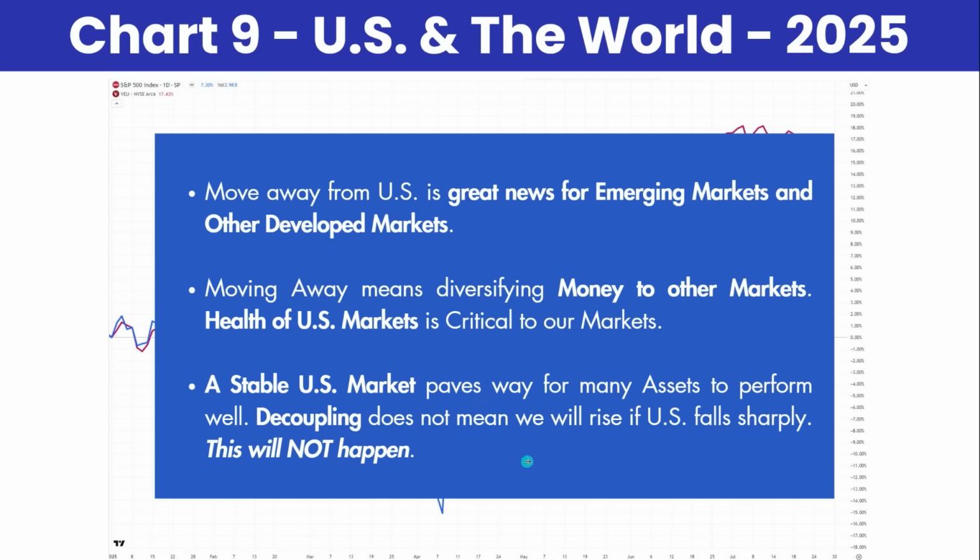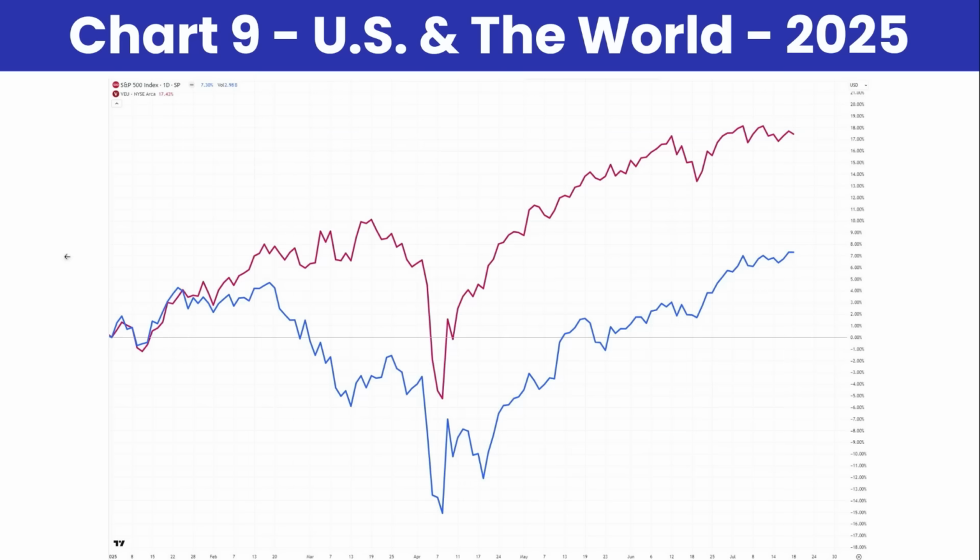This will not happen. And I firmly believe this. If the US market heads into a massive correction, there is no way India is going to escape. There is no way rest of the world is also going to escape. The best case scenario is that US slowly, gradually starts rising and the rest of the world does better.